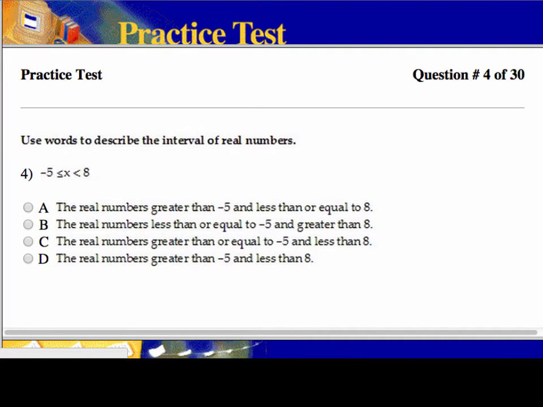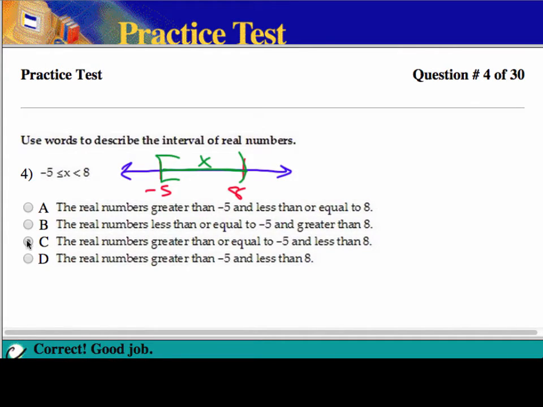This one we got to explain in real words. So I like to graph them just to kind of wrap my head around it. I've got a lower boundary of -5, an upper boundary of 8. X lives in the middle. I have a bracket here and parentheses here, and this is where my x lives. So all real numbers greater than -5 and less than or equal to 8, is that true? No. All real numbers less than or equal to -5 and greater than 8? No. All real numbers greater than or equal to -5 and less than 8? Yep, that's it. Boom, bam with the bacon sizzle. Any questions?